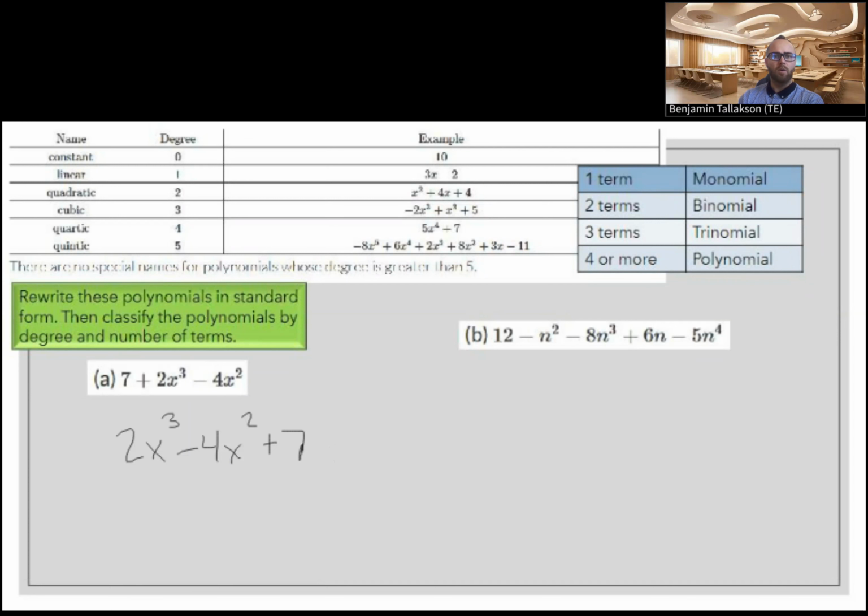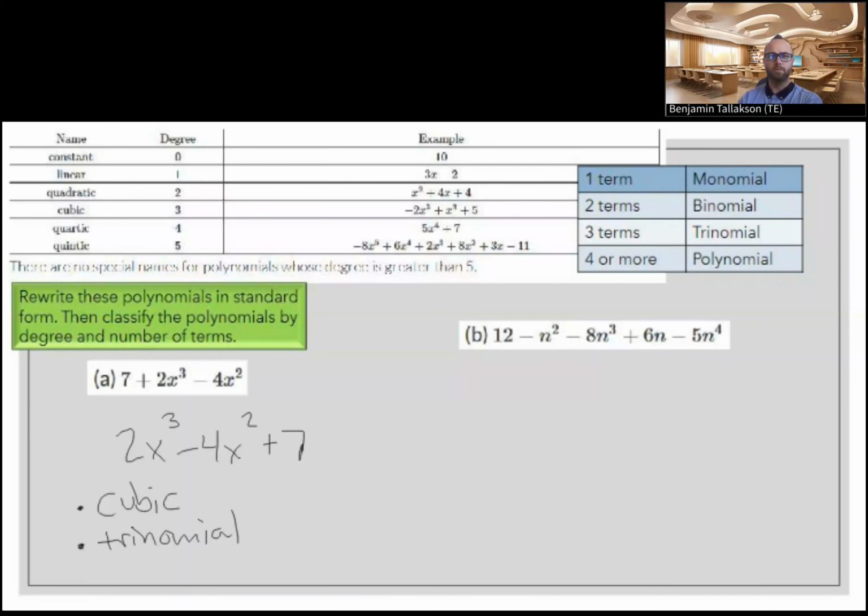Okay. Now, classify this by degree. This is a 3rd degree polynomial. Right? What do we call that? Cubic, right? This is cubic. And what about number of terms? Well, it's cubic because there's a 3 there, but there just so happens to also be 3 terms. We call that a trinomial. So this is a cubic trinomial.